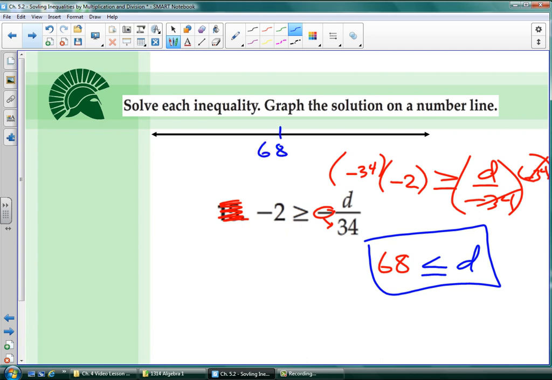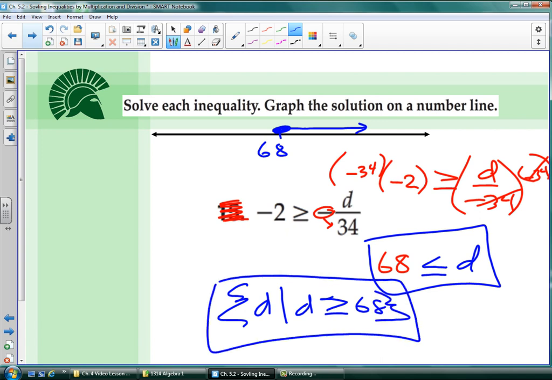I have my 68. This is an "or equal to," that's a closed circle because that's a fence I can touch. The d is greater than, so numbers go to the right. Set builder notation would be d, the variable I've chosen, such that d is greater than or equal to 68. Again, I don't have to write it in that way, but you need to recognize that it goes in both directions.